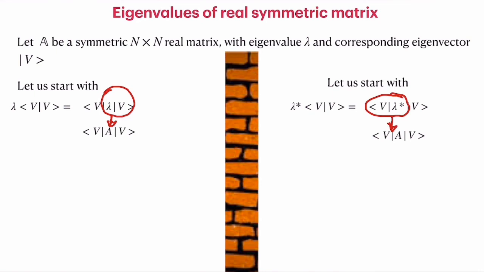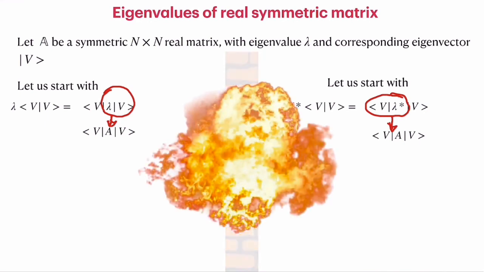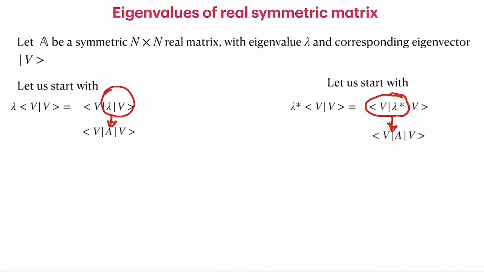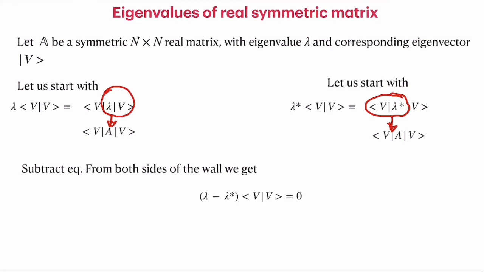Now we can break down the wall and compare how the expressions lead to interesting results. Let's subtract the expression from both sides of the wall, and what we get is lambda minus lambda star times V dot V equals 0. We have already assumed that V dot V is not 0, because we are taking a meaningful eigenvector, and that results in lambda minus lambda star equal to 0, implying that lambda must be a real quantity.